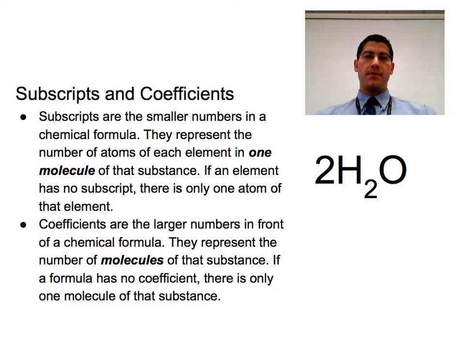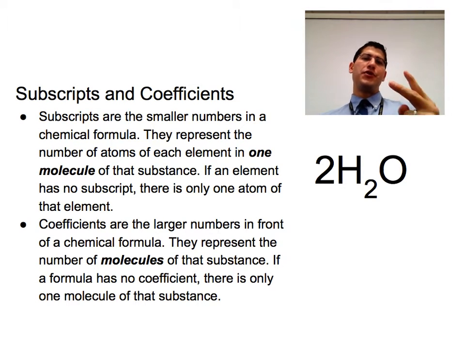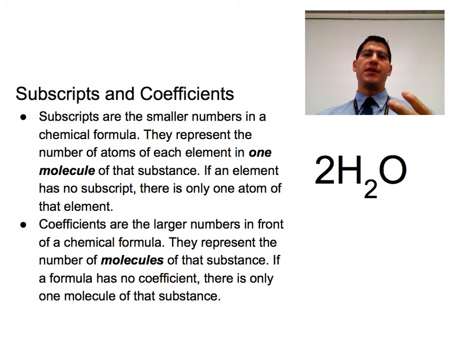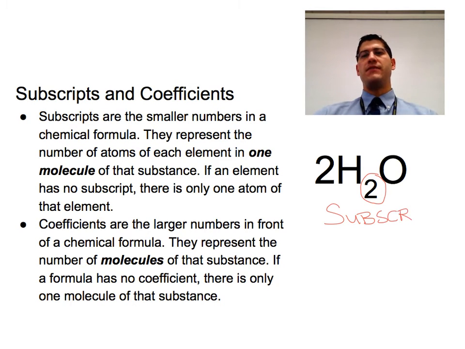Now let's talk numbers. You will encounter two different numbers when you're dealing with chemical formulas. These little numbers here are called subscripts. They tell you how many atoms of an element there are in one molecule of that substance. They only apply to the element to the left of the subscript. So this guy has nothing to do with oxygen. It's just letting us know that there are two hydrogen atoms in one molecule of water.